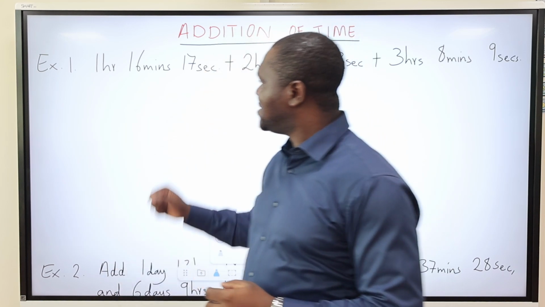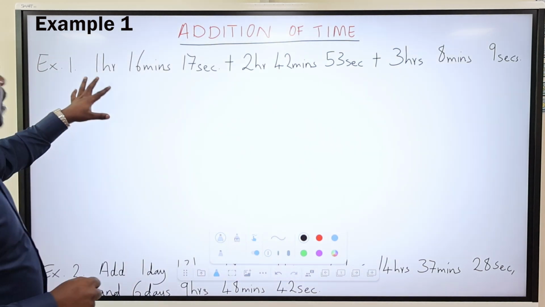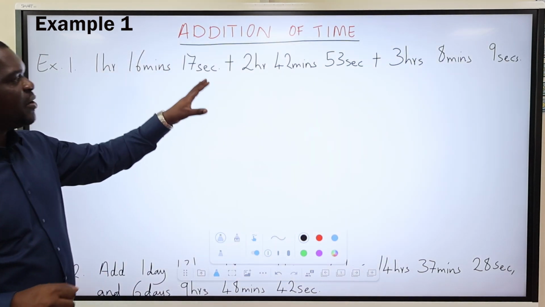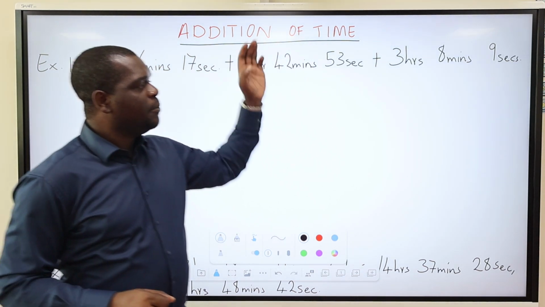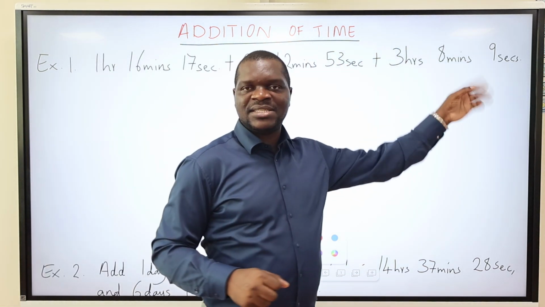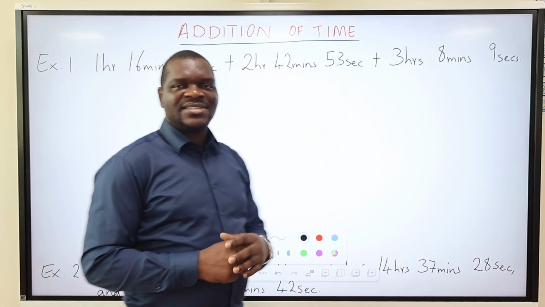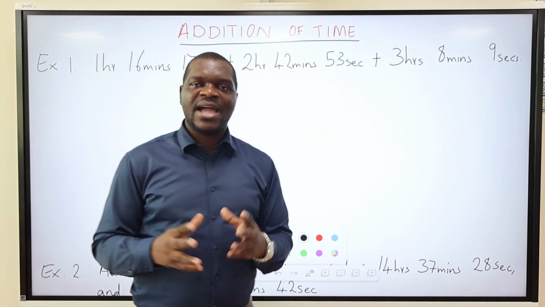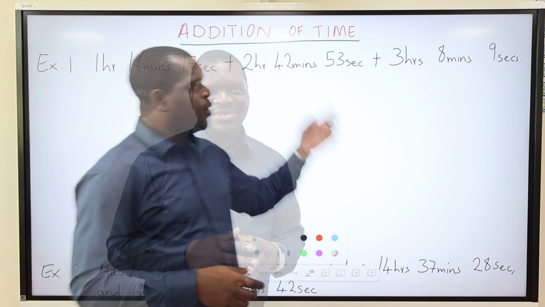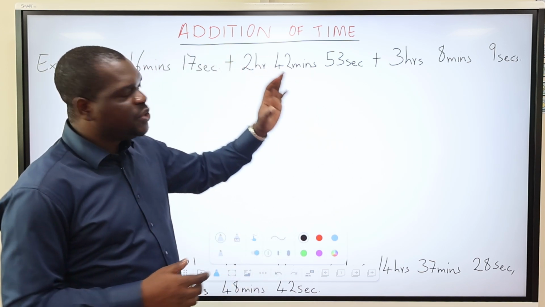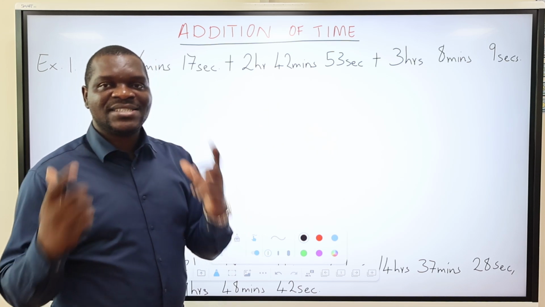In our first example, it says 1 hour, 16 minutes, 17 seconds plus 2 hours, 42 minutes, 53 seconds plus 3 hours, 8 minutes, 9 seconds. Why are we doing this? We are doing this because sometimes we get confused when it comes to time. So, how can we do this? Before we do this, we have to establish certain things.